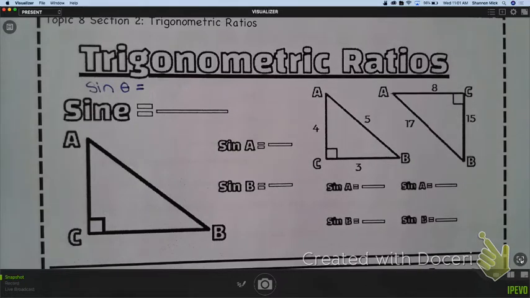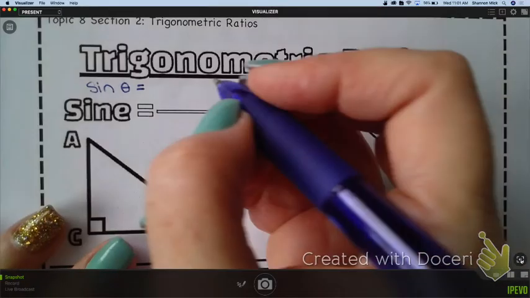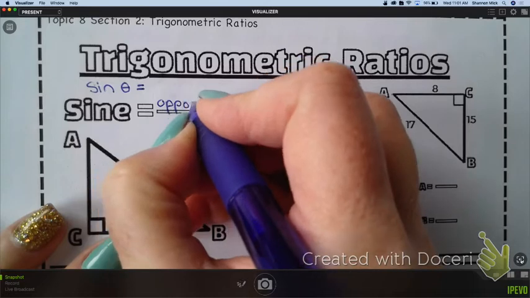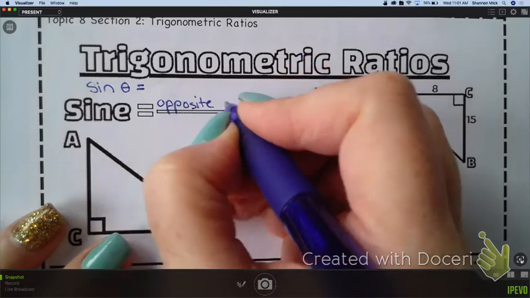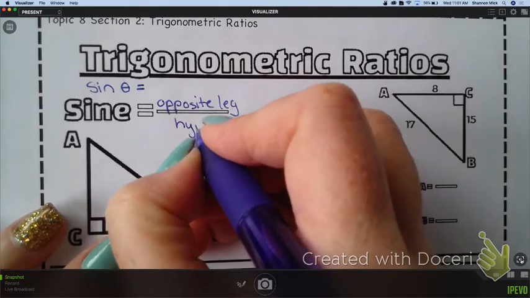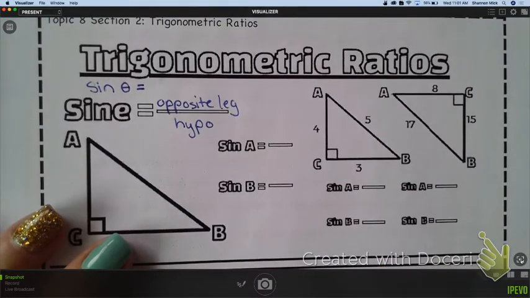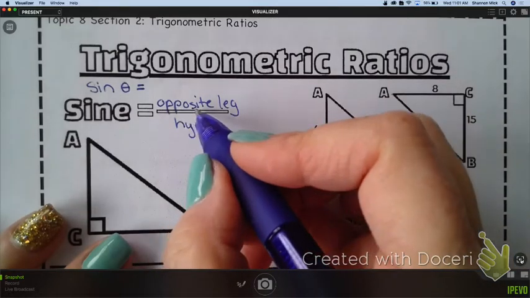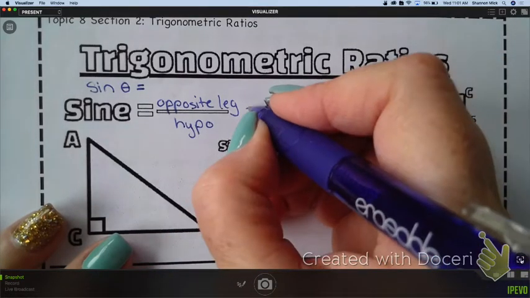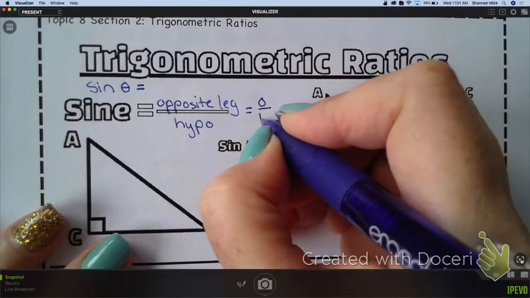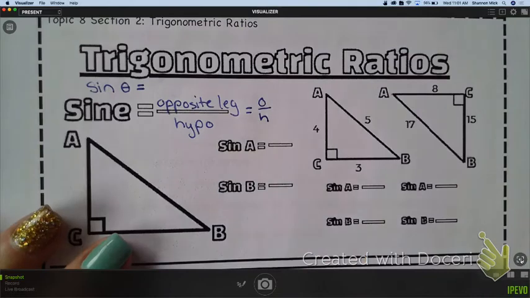Thank you. And so sine is the opposite leg over the hypotenuse, and I'm abbreviating hypotenuse. When I say opposite leg, it's opposite of the angle we're talking about. Sometimes we'll just put O over H. What does O stand for? Opposite leg. What does H stand for? Hypotenuse.